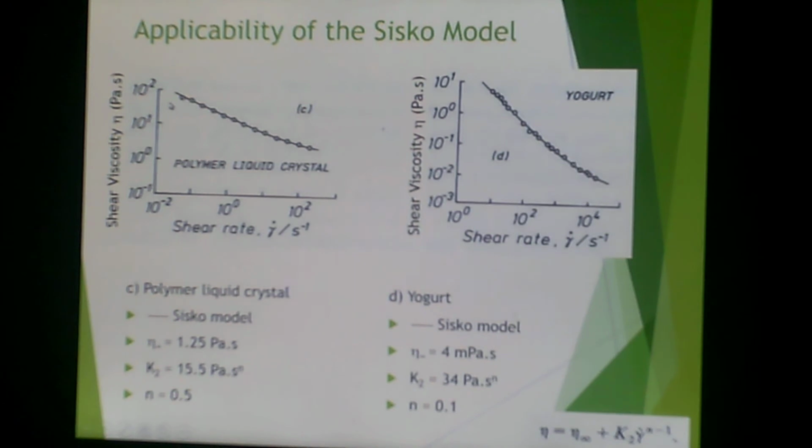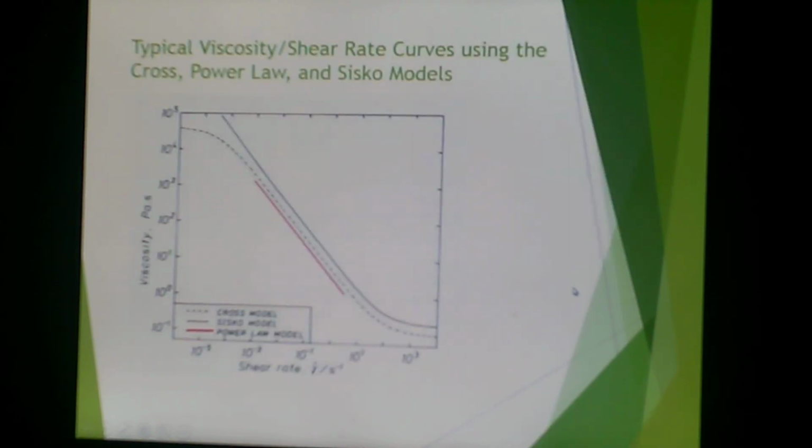Here you have a polymer liquid crystal, and looking at the shear rate range is one thing you should take into account. This goes from 10 to the negative 2 to 10 to the 2. This goes from 10 to the 0 to 10 to the 4, so we're covering about 4 orders of magnitude when we're doing this. So again, this is the Sisko model here, and this is the experimental data using these parameters. And here you have yogurt. Again, this is the experimental data, and the solid line is the Sisko model applied to these data.